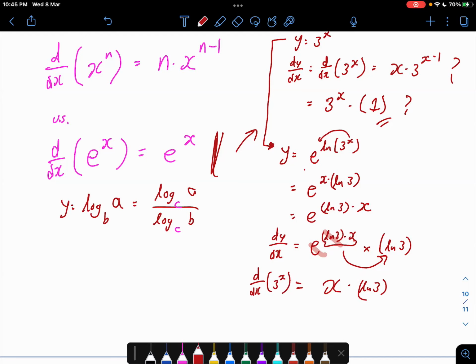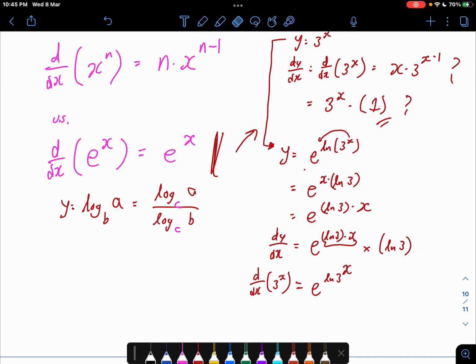Sorry, did I do something wrongly? Yes, I did wrongly. I cannot just cancel off. No such thing. The ln must be applied to the entire thing. So let me correct myself first. This part needs a bit more modification. This is multiplication. If I rewrite it as x in front, x times ln 3, I can bring the x back on top to the power of 3, right? Because of the logarithm property.